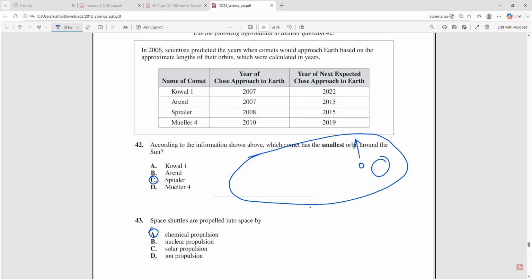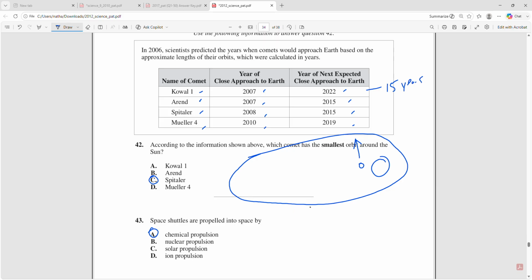So the number of years when comets would approach Earth or get close to Earth. There are the 4 different comets they're talking about, and here's the year of close approach to Earth, 2007, 8, 10, and then here's the next year. So if we look at 2008, this comet's going to return again after, let's see, 7, so 15 years.